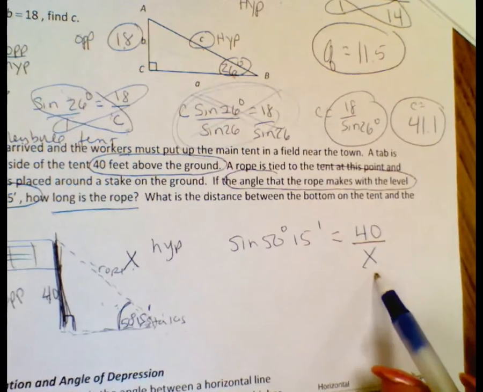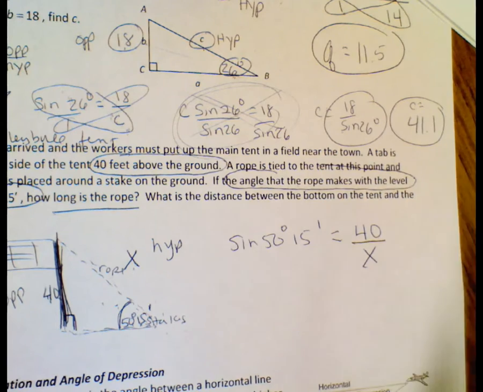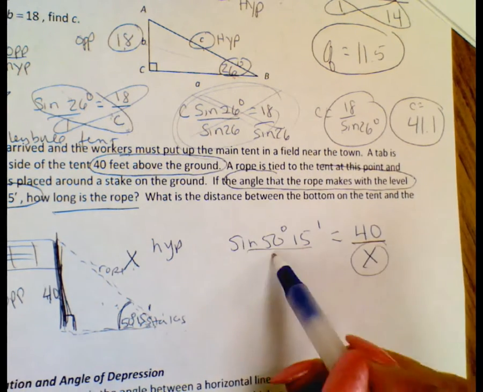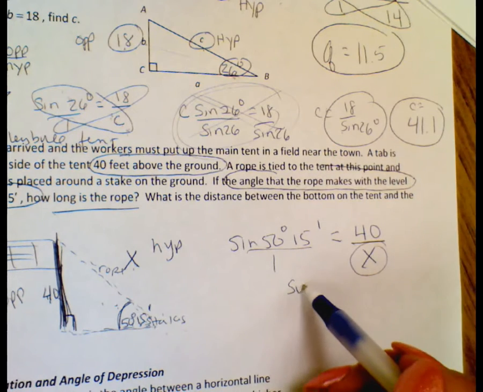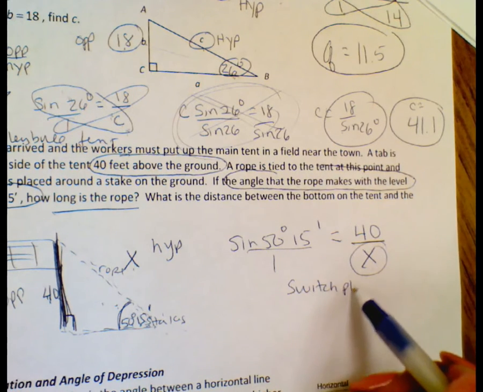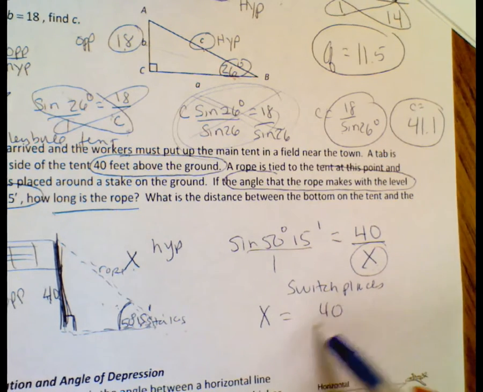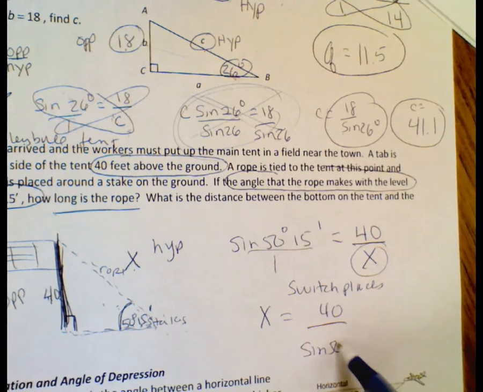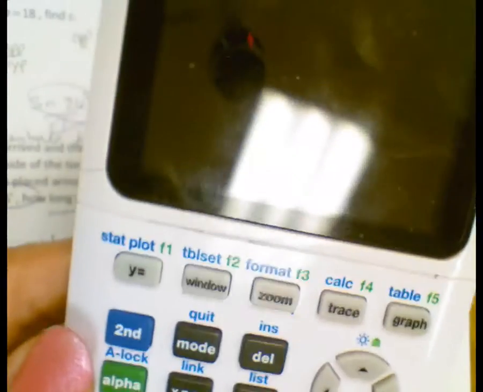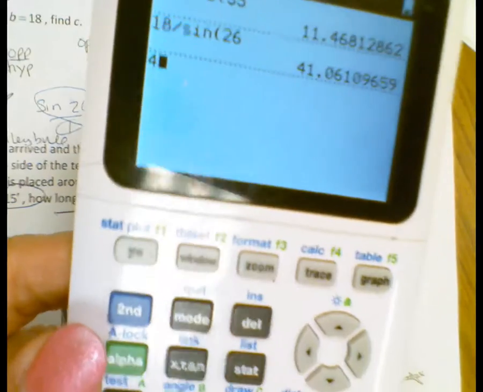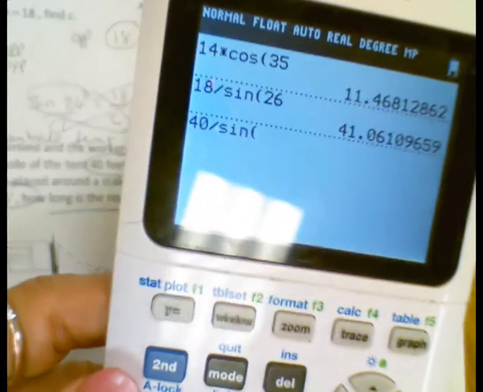Opposite over hypotenuse. Now, see how the x is in the bottom? I can't just cross multiply to get my answer here. So we are going to switch places. So x is going to come up here, sine 50 degrees 15 minutes down here. So we're dividing. So it's 40 divided by sine 50 degrees.